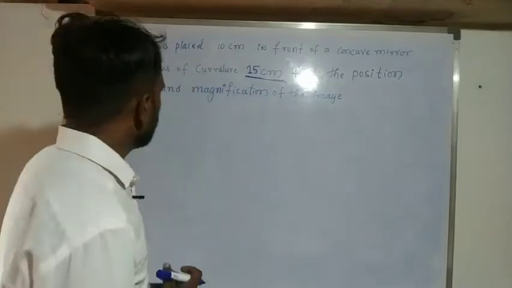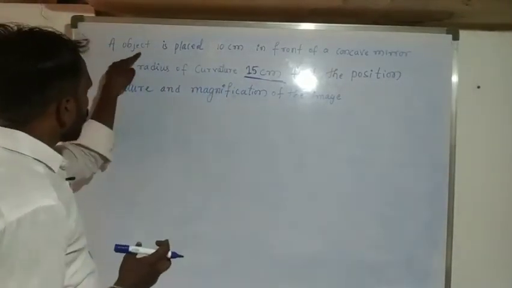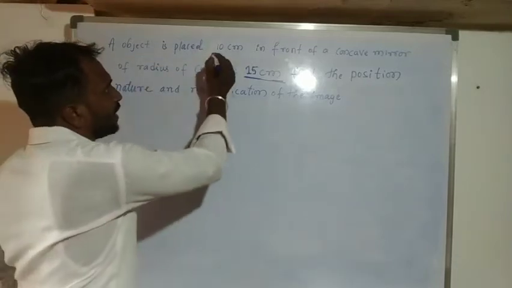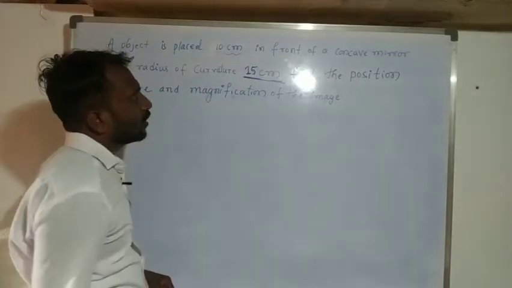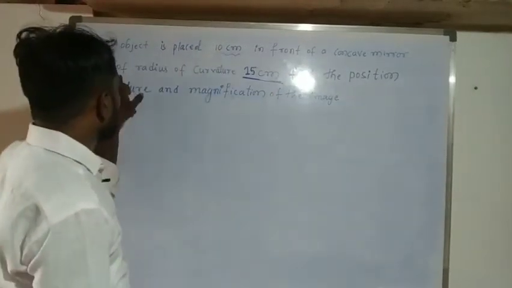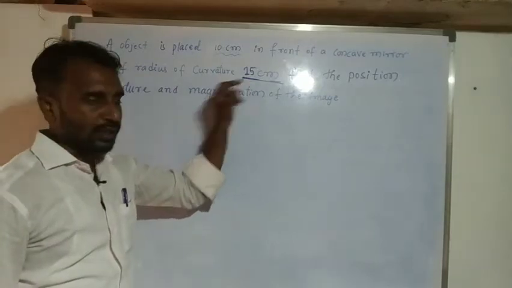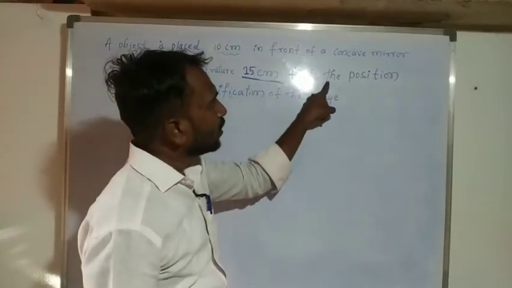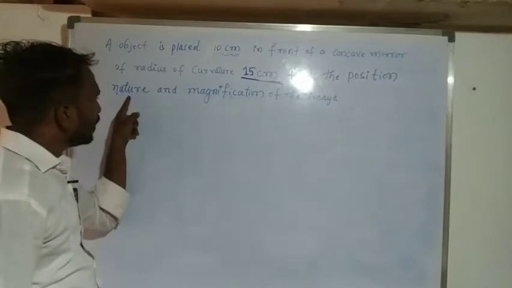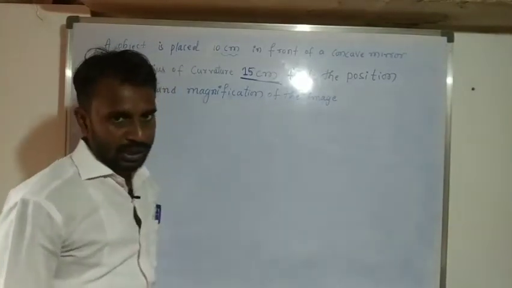Okay, so one problem is there. An object is placed 10 centimeter in front of a concave mirror of radius of curvature 15 centimeter. Find the position, nature and magnification of the image.